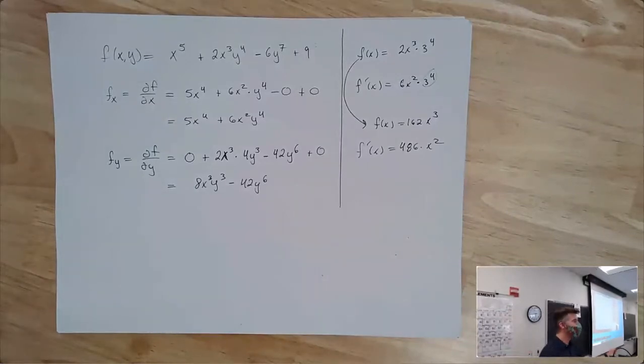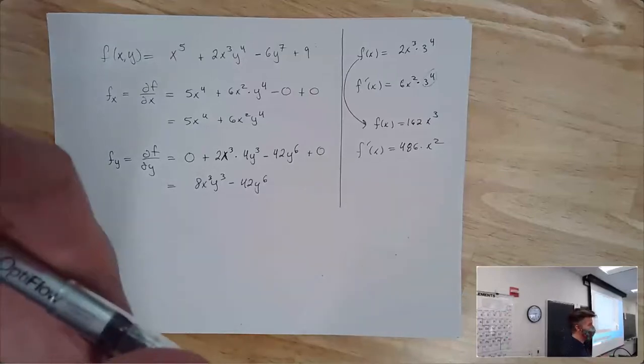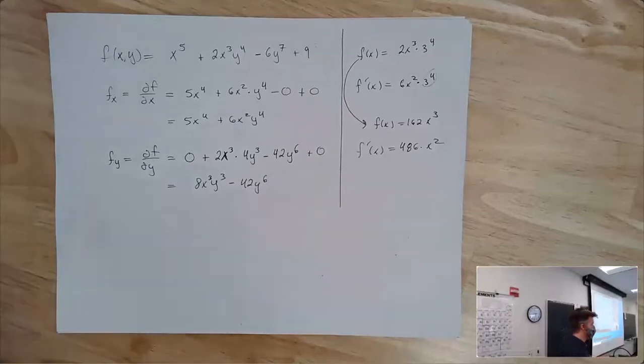So when I say it's easy, what I mean is it's easy if you remember that you treat the other variable like a constant, because then it's just your usual derivative rules from 17a. Power rule, quotient rule, product rule, chain rule, et cetera, et cetera, et cetera.